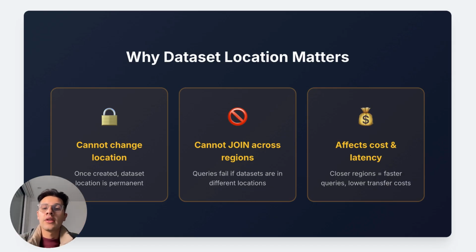And finally, this is important because dataset location affects cost and latency. Depending on where you're going to execute your queries, you should pick the closest dataset location. So that way you have faster queries and also lower transfer cost. I give you an example. Let's say you are in San Francisco and you pick a dataset in Sao Paulo. That's really far. So since you are doing queries in San Francisco, your queries will be delivered slower and the transfer cost for sending the data from Sao Paulo to San Francisco will be higher.